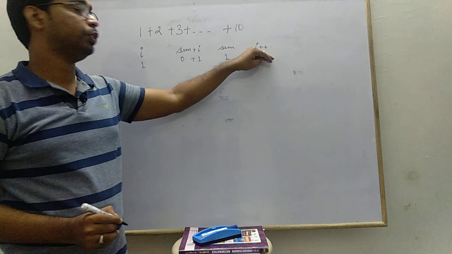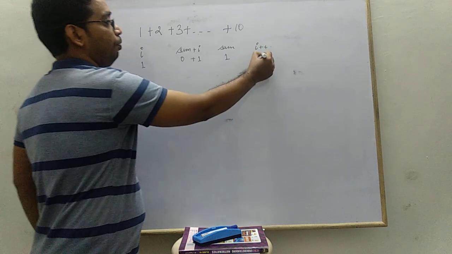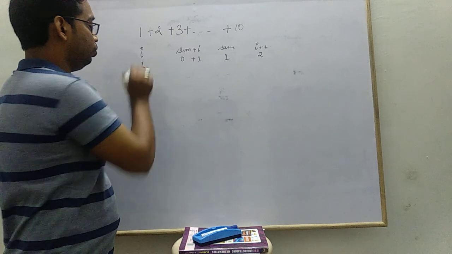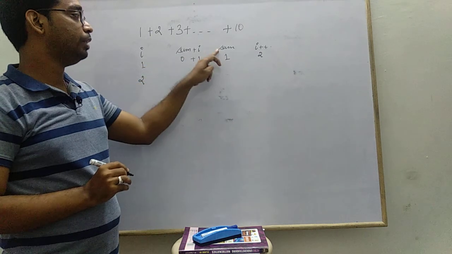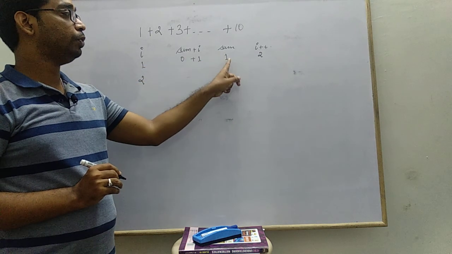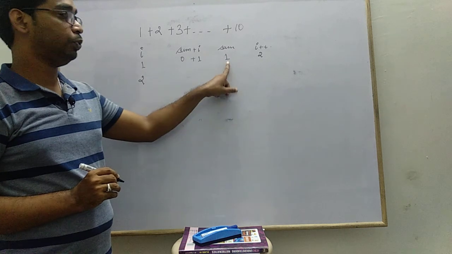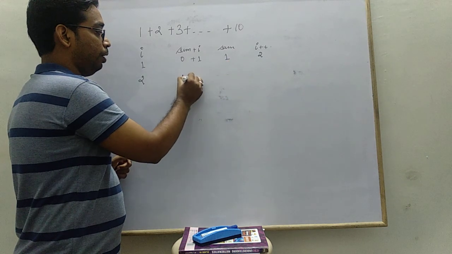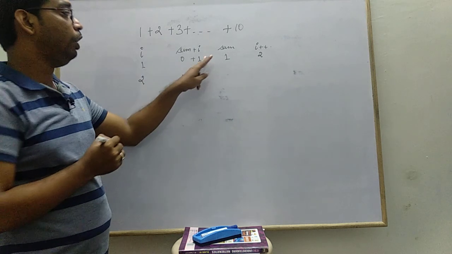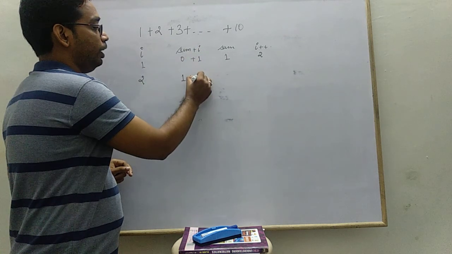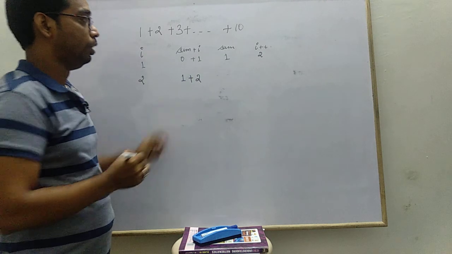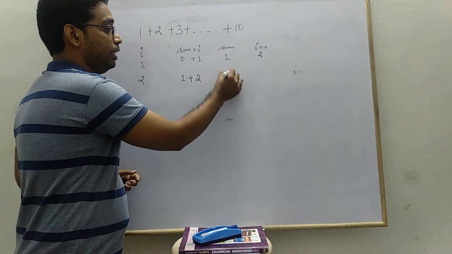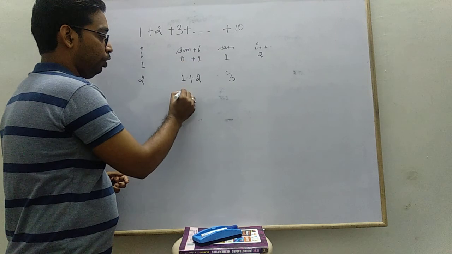Now I plus plus, what does the value of I become? The value of I becomes 2 here. The value of sum is copied to the next line, so here it is 1, plus, what is the value of I? The value of I is 2. Now 2 plus 1, what is the value of sum? It is 3.